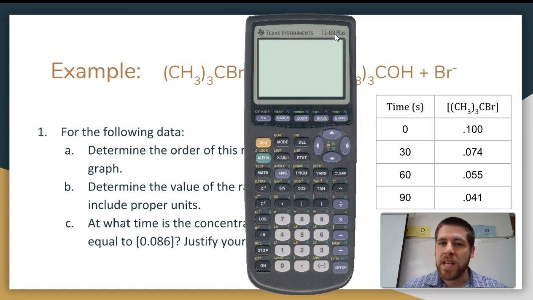It's going to be very similar to any other 83, I believe, but they've come out with these fancier, newer ones. You're going to have to figure it out on your calculator. This should be pretty similar, but you might have to just figure it out on your calculator and then use it a little bit differently. So anyway, let's get started.